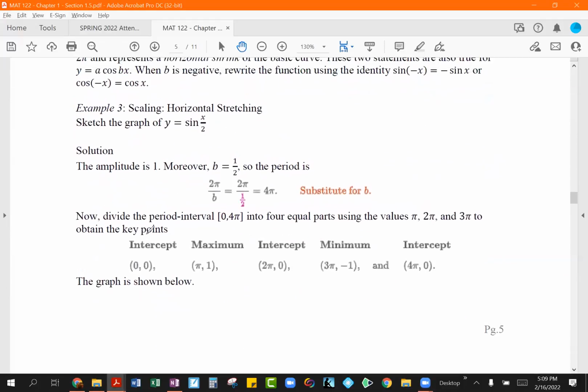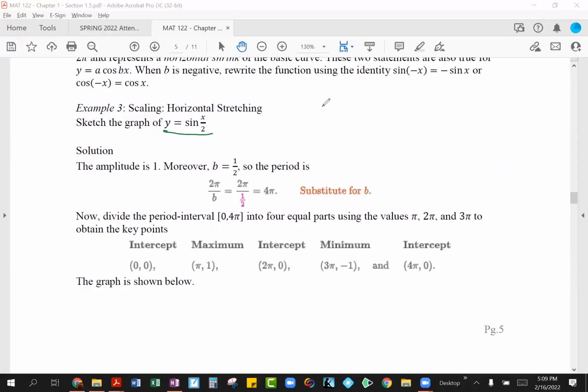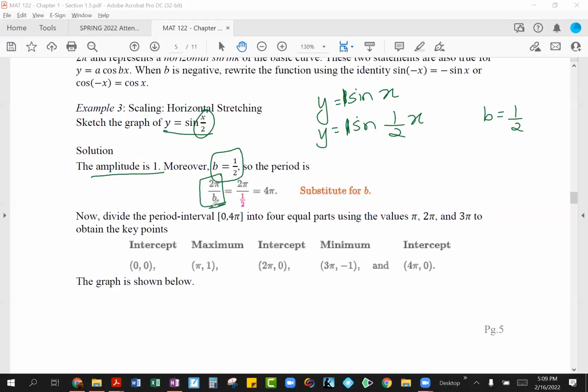So let's take a look at an example. What happens with that b value? Here, if your basic function is sine of x, this one comes out to be sine of 1/2 x. When you have x over 2, that's the same as 1/2 x. So this is your b value. We can say the b value is 1/2, which means the period of your function is going to change. The amplitude is 1 because that's the number in front of the sine value.